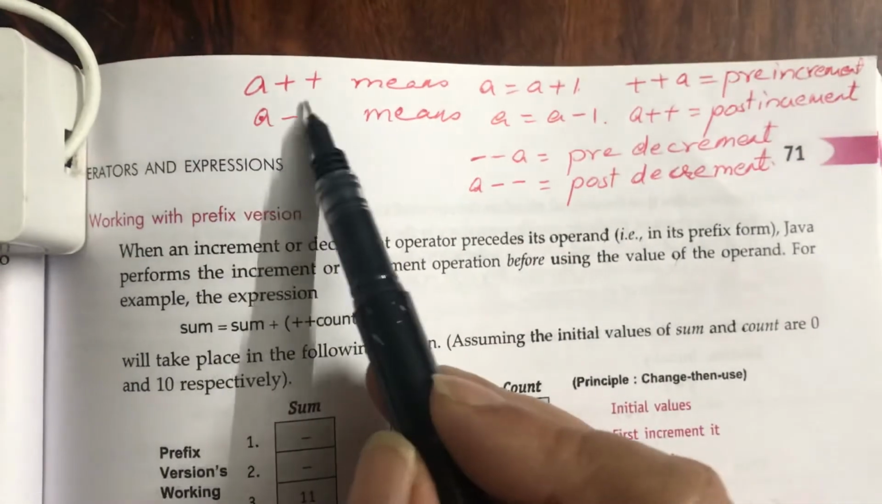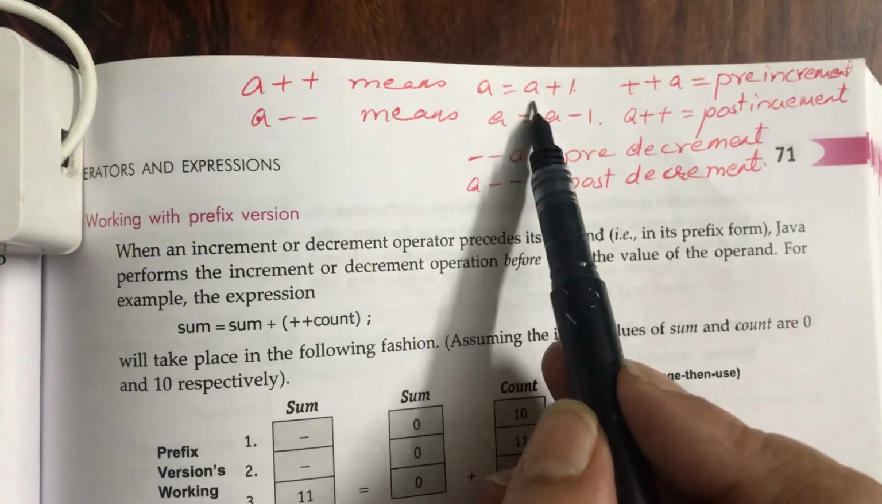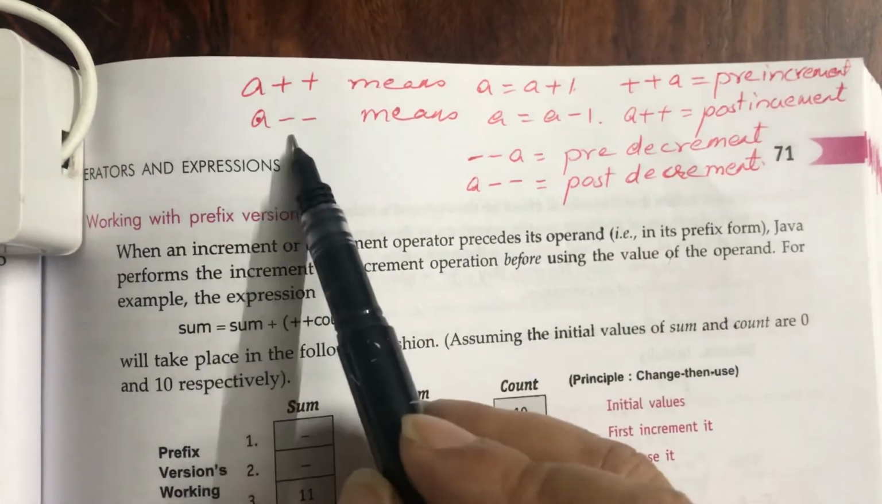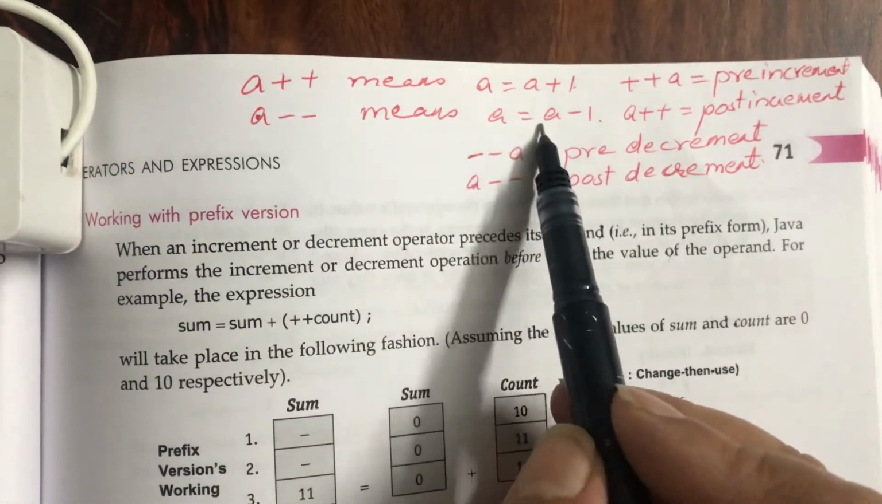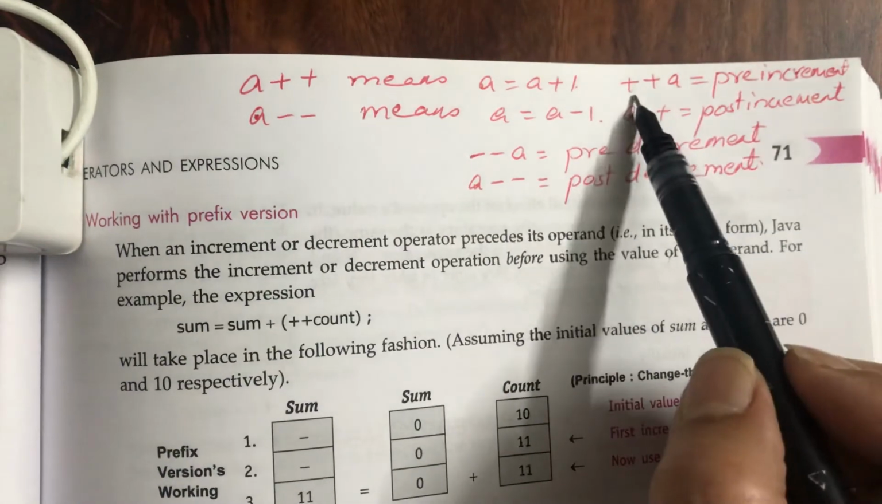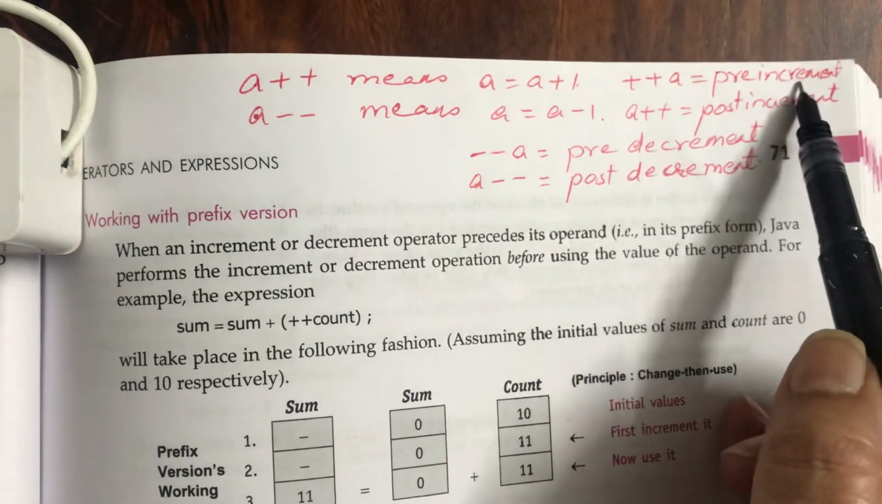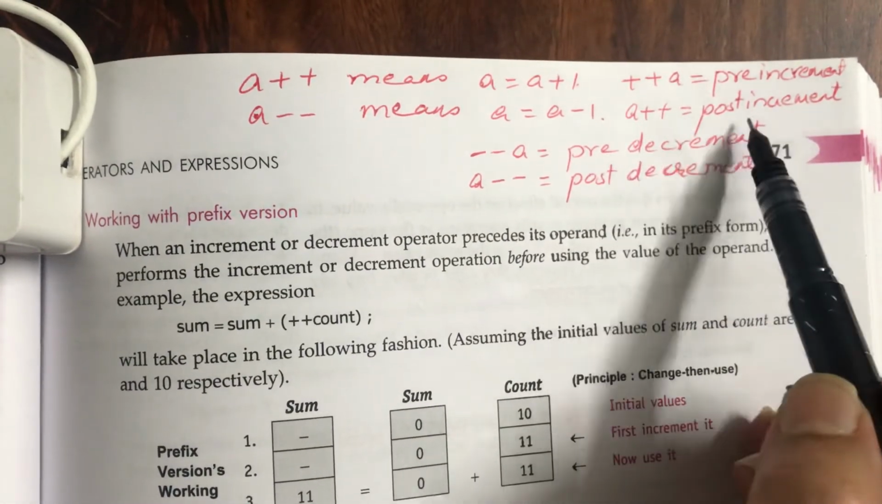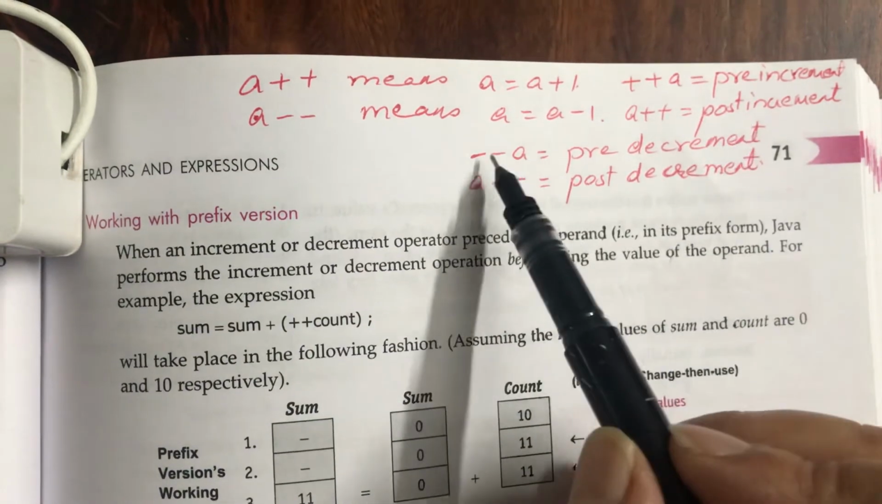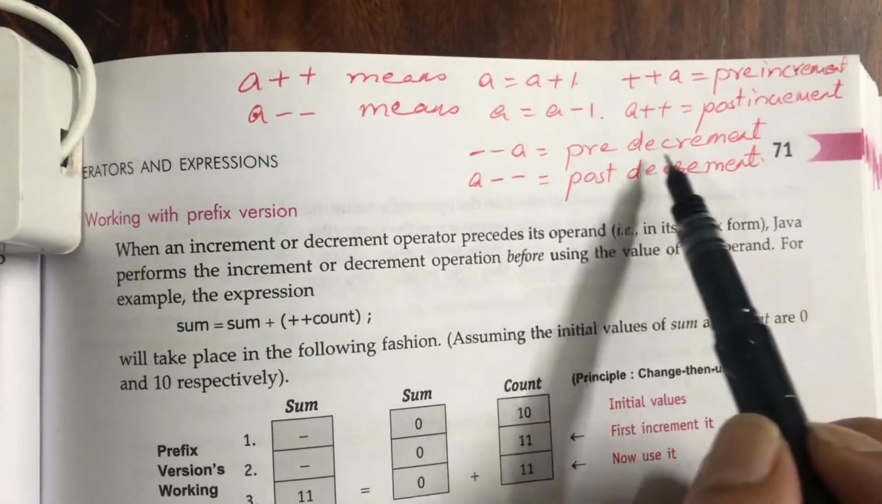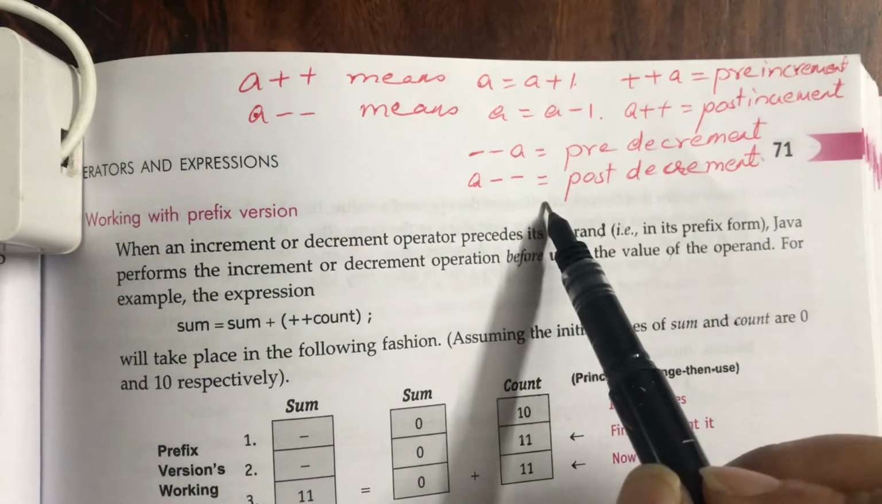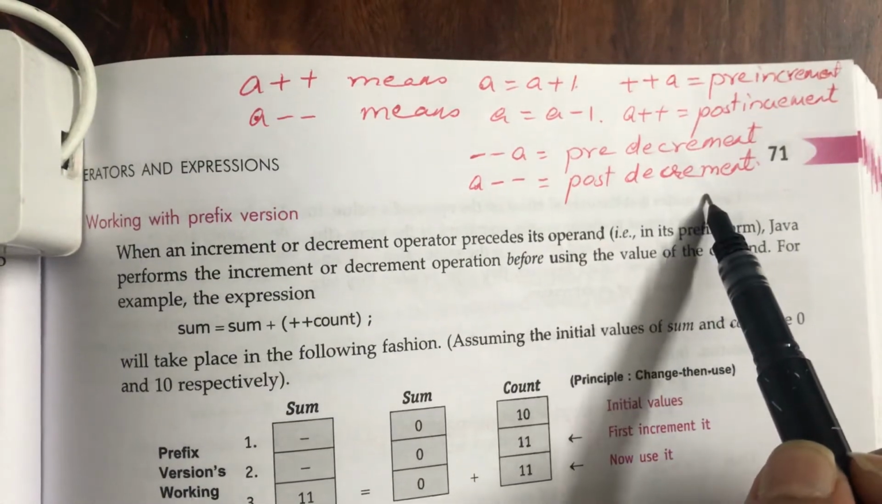Now further, if I continue here, I have written here a plus plus means a is equal to a plus 1 and a minus minus means a is equal to a minus 1. I can write plus plus a, that is pre-increment. I can write a plus plus, that is post-increment. So minus minus a is pre-decrement, a minus minus is post-decrement.